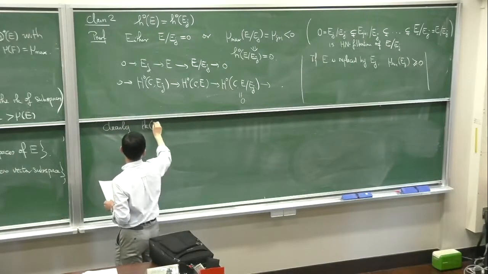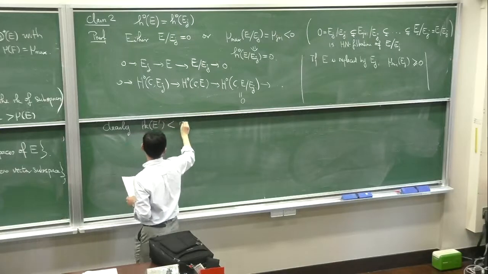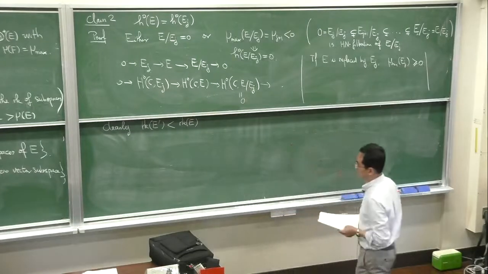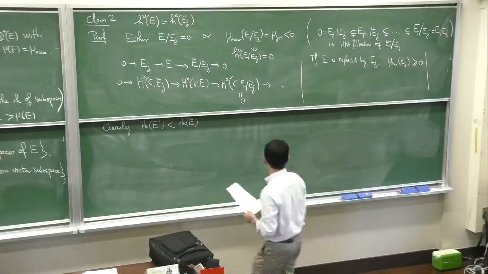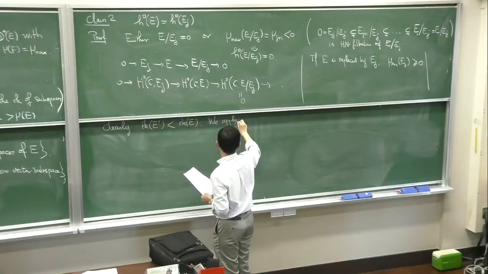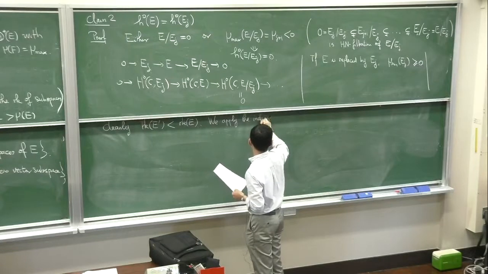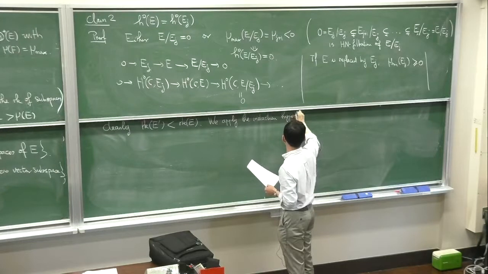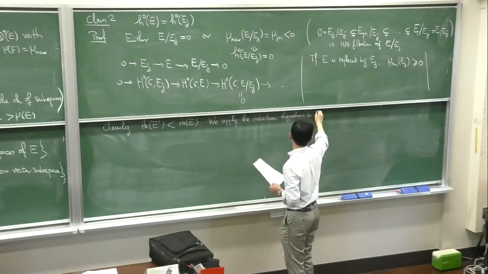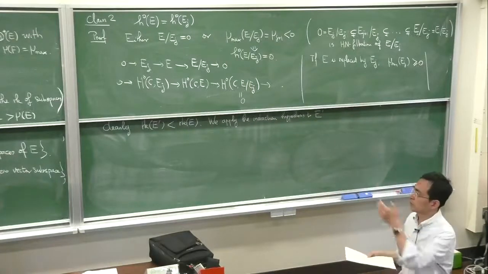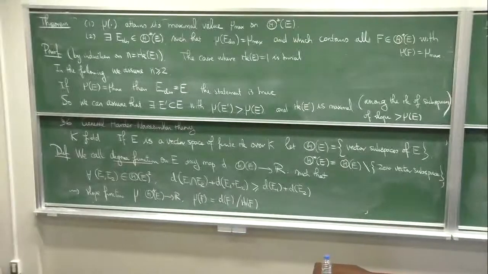So you have that the rank of E prime is smaller than the rank of E. So we can apply the induction hypothesis to E prime, by considering a restriction of the degree function to vector subspaces of E prime.